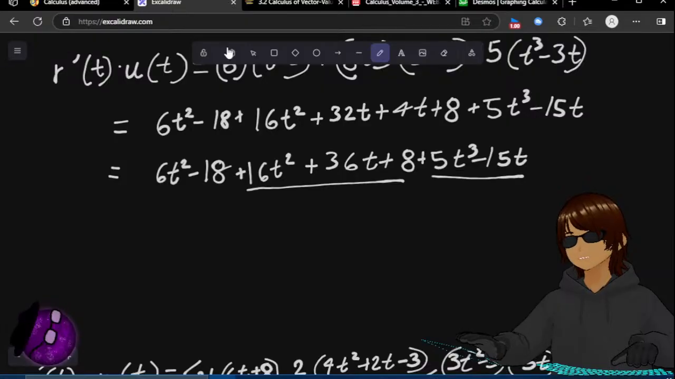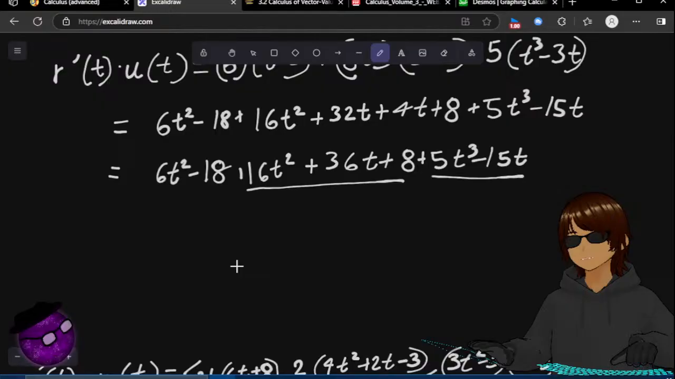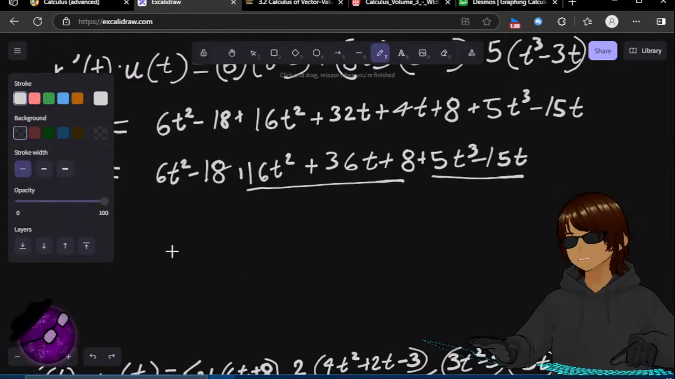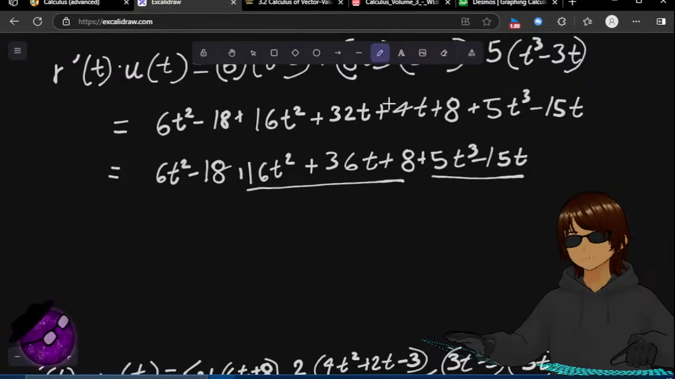I think I should start using different colors. Hold on. I think Alt C. Yeah, I should.